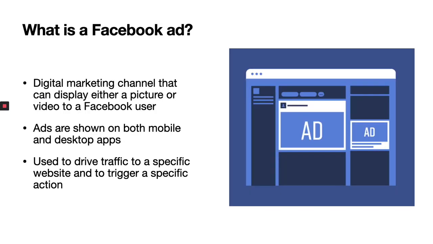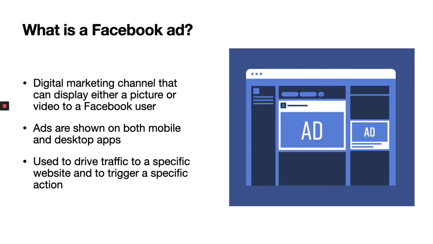So the first thing I want to do is really just explain what Facebook ads are and how they work. It's basically a digital marketing channel that can display either a picture or video advertisement to a Facebook user. So this is anyone scrolling through their feed, checking Facebook day to day, and this can be done on either a mobile device or a desktop.